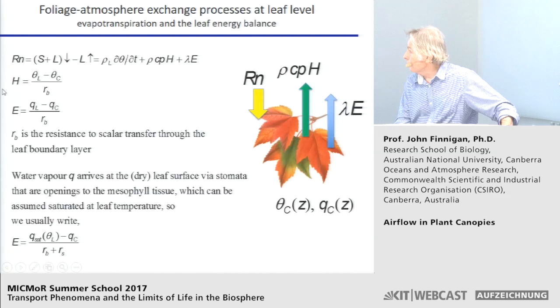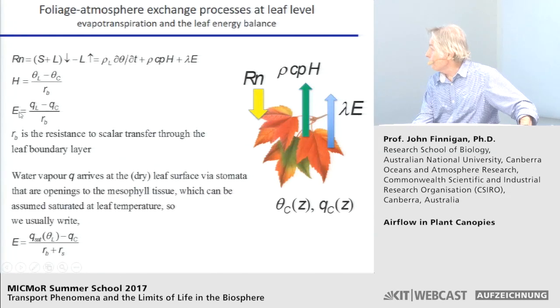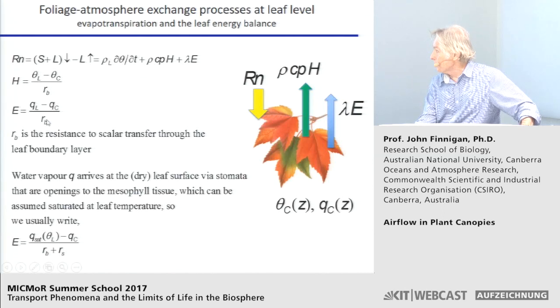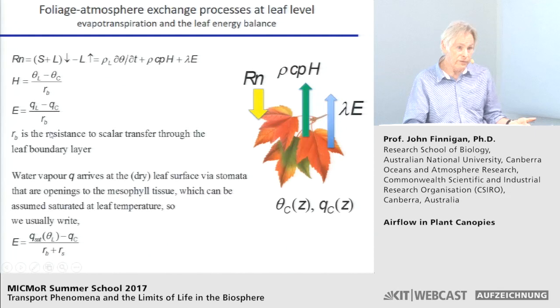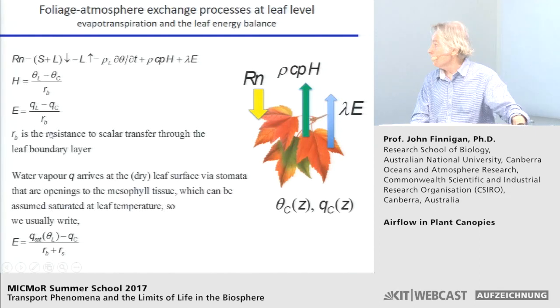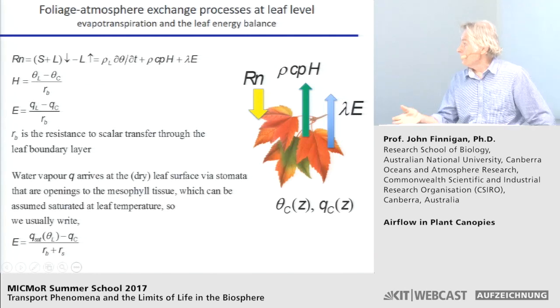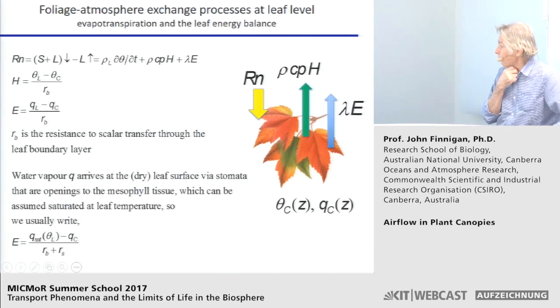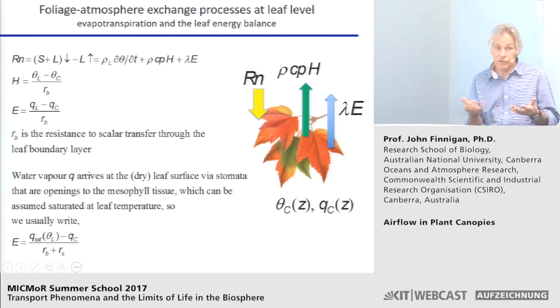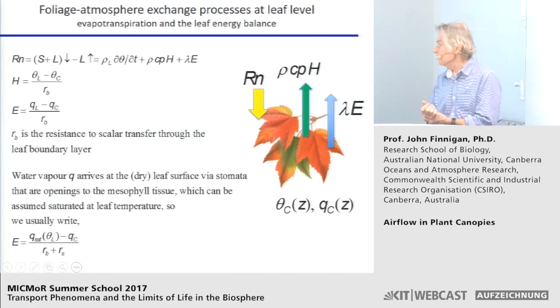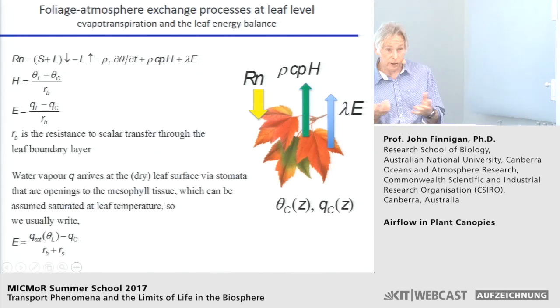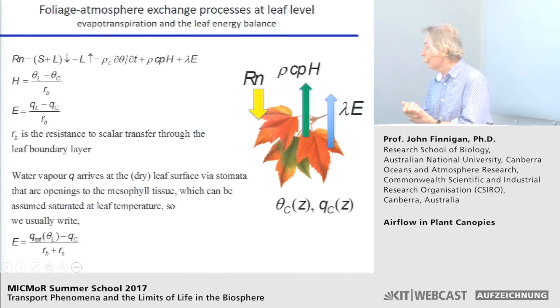Now, the same thing occurs for the water vapor loss from the leaf, the evaporation. The leaf surface value minus the average canopy value divided by a boundary layer resistance. These two are slightly different because the conductivity of water vapor and heat in air is a little bit different, but they're often made the same just for convenience. And also, as we learned from the two talks earlier today, the water vapor arrives at the dry leaf surface through the stomata. And these are openings to the mesophyll tissue, which can be assumed to be saturated at the leaf temperature.